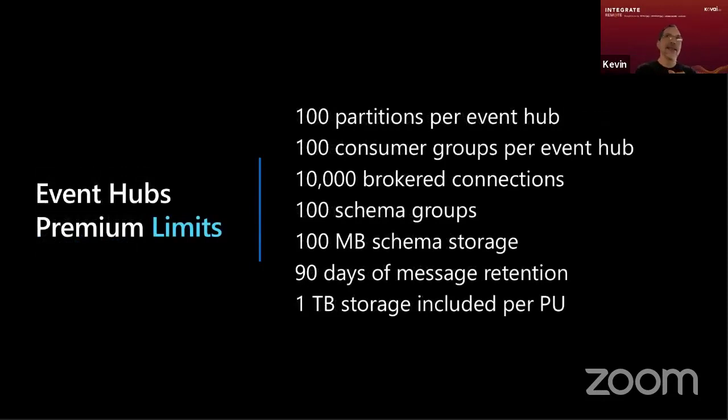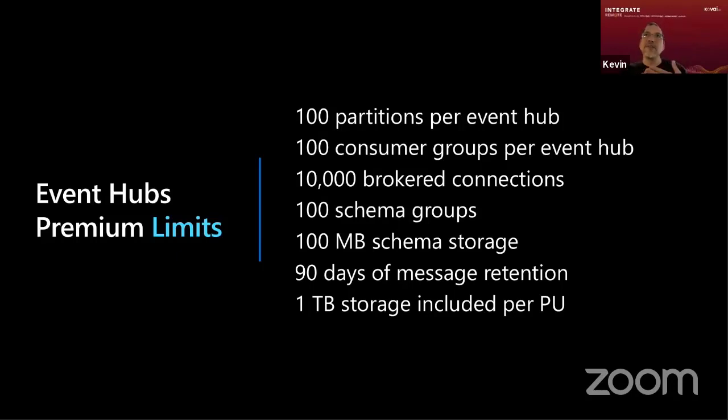So we provide 100 partitions per event hub. So now you get to have a lot more than were available before. I think on standard we only had 10. Partitions. So I was getting confused with consumer groups. So you have 100 consumer groups per event hub. Before you only had 10. You have 10,000 brokered connections.